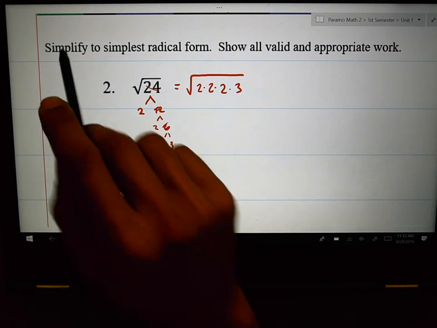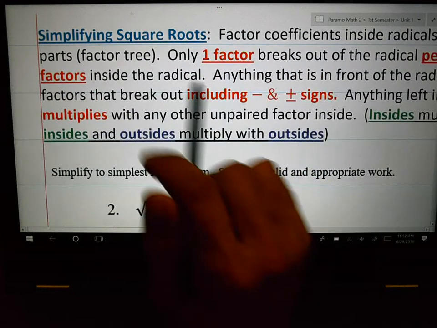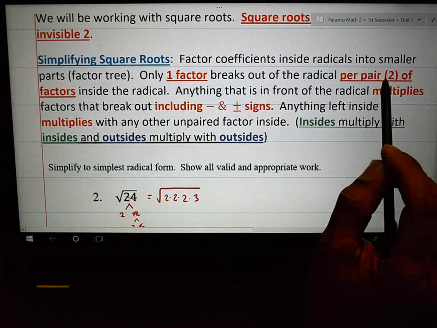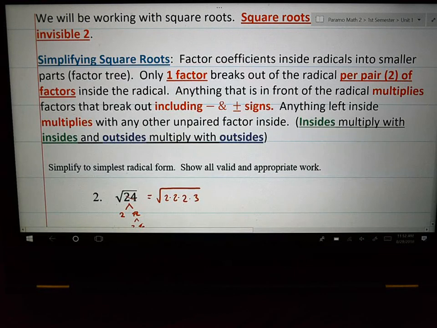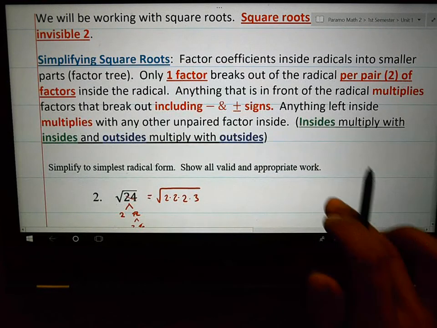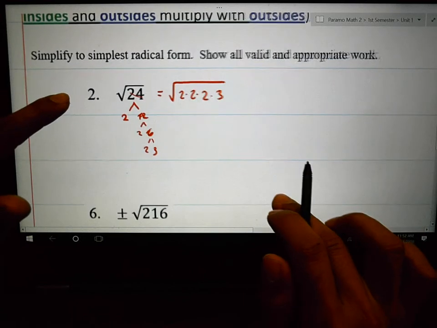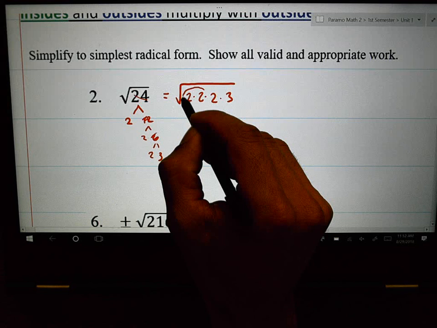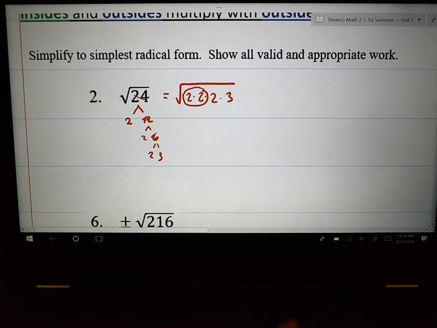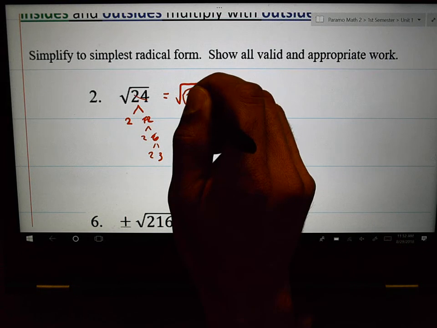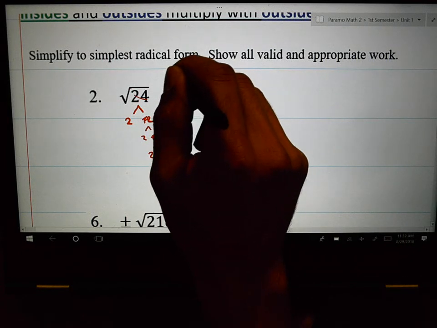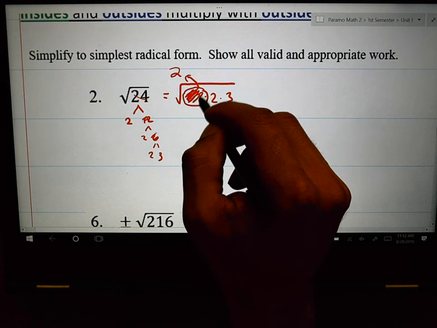This is not simplified yet. In order to simplify, we are going to look for pairs of squares. Pairs of factors that are inside the jail. So if I think of this as the jail, and I'm looking for a pair of any two numbers that are the same, I see a pair of 2s. I circle the pair, and these two can break out of the jail, and one of them will make it out.